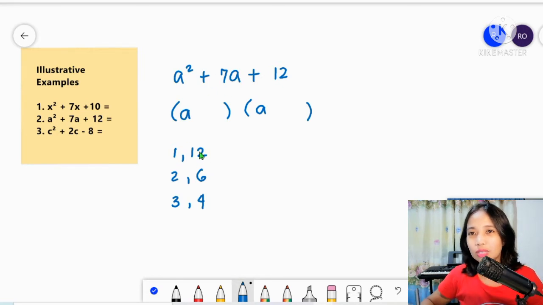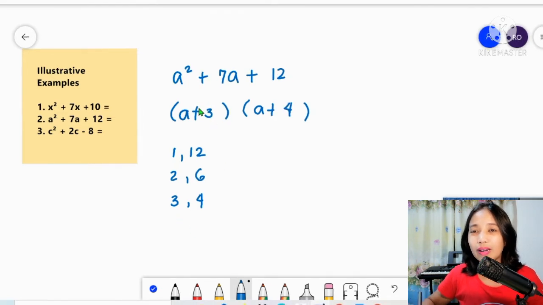Okay, so 1 plus 12 is of course not equal to 7. Okay, 2 plus 6 is 8, still not equal to 7. Okay, so next is 3 plus 4. Okay, so that is equal to 7. So ibig sabihin, ang ating nawawalang terms dito or factors is 3 and 4. So we'll just write here plus 3 and plus 4. So by the way, pwedeng magkapalit ng pwesto yung 3 and 4.